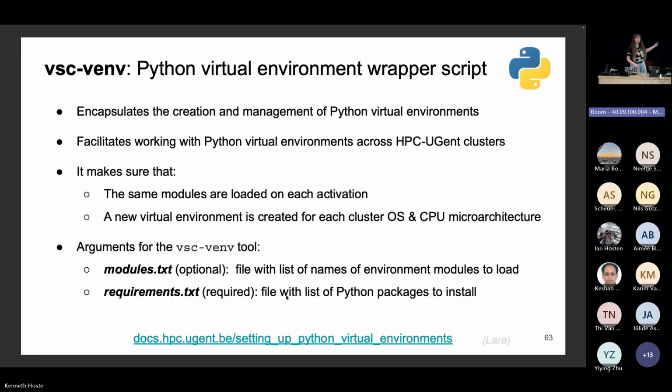With that, you only need a modules.txt file, which has all the modules that you want to depend on, and a requirements.txt file, which has all the Python packages that you want to build on top of it. You can run this in your job script. It will set up everything for you so that you can then run your Python code that needs these dependencies that are not installed there yet.